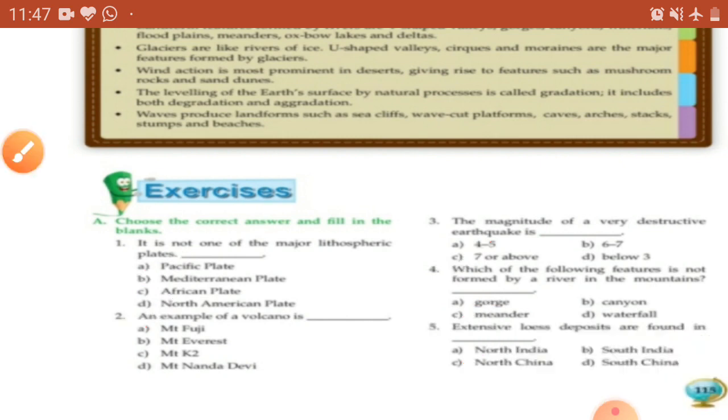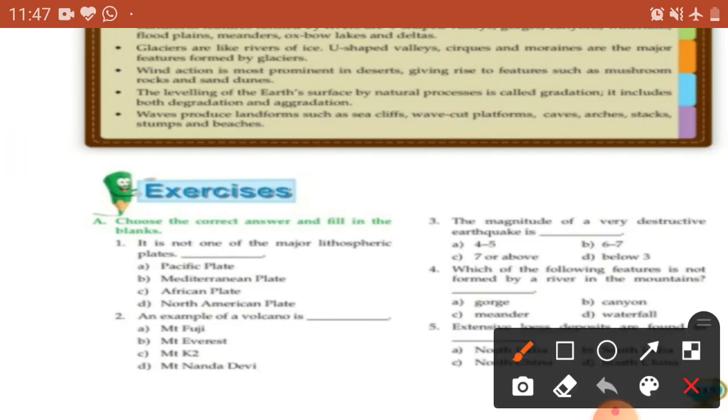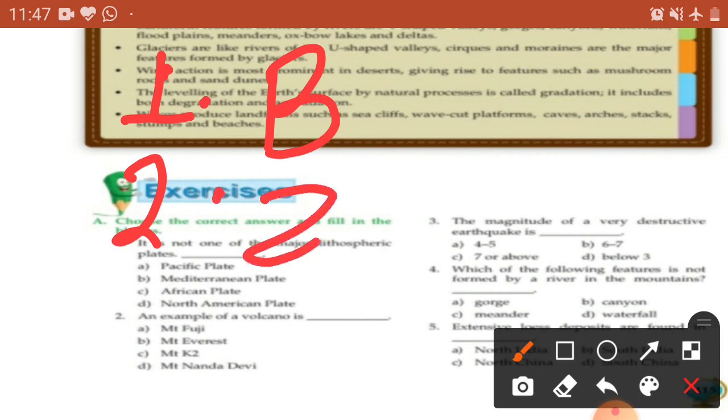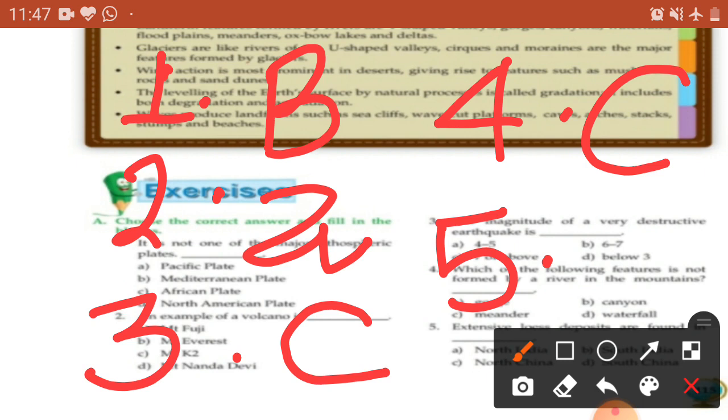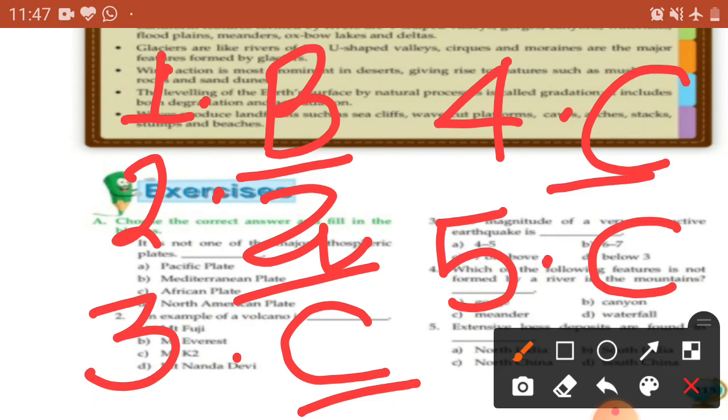Okay, students, let's recall or repeat it. Our first question's answer will be option B. Our second question's answer will be option A. Our third question's answer will be option C. Our fourth question's answer will be option C, and our fifth question's answer will be option C. So these are your options. You should write these in your notebook.